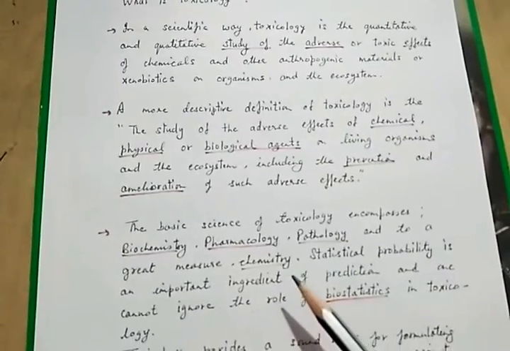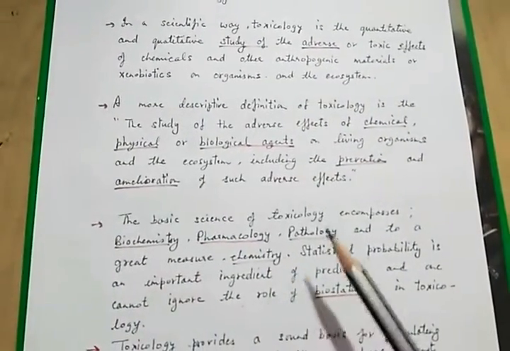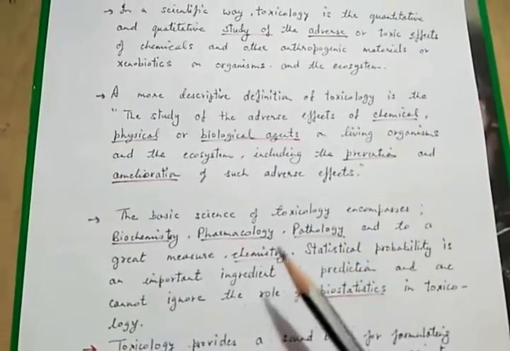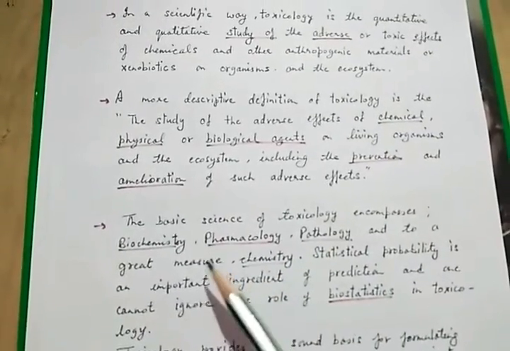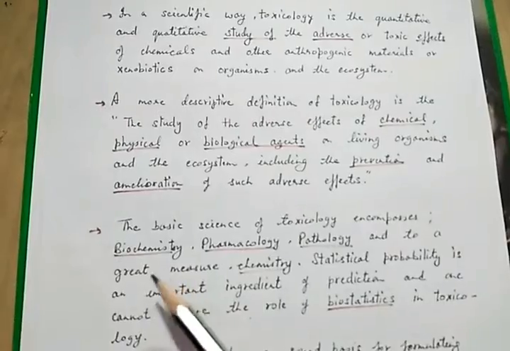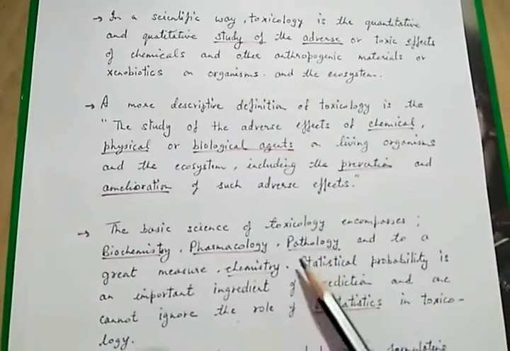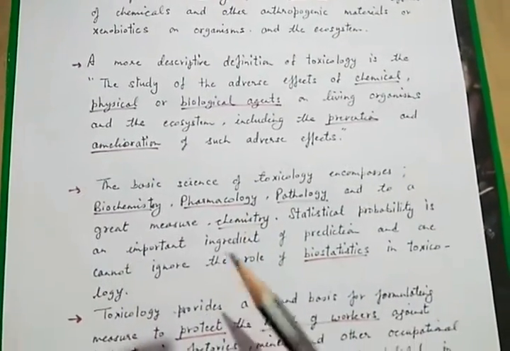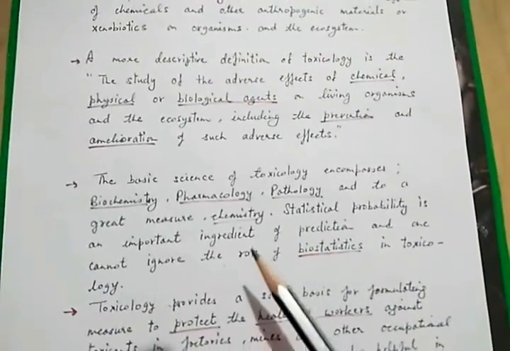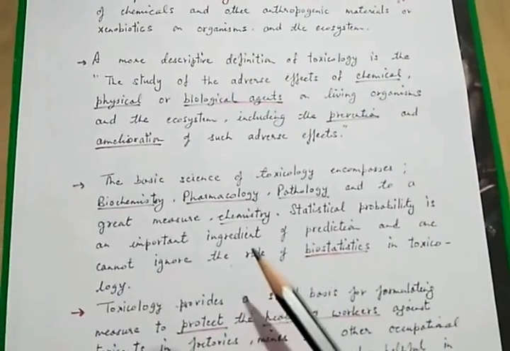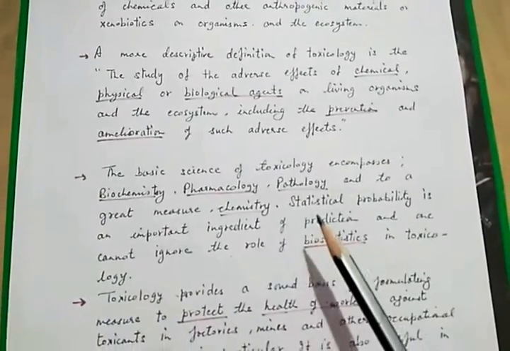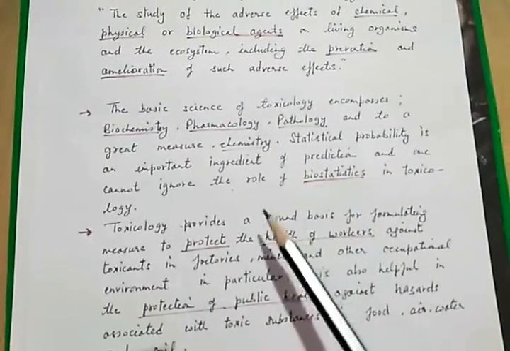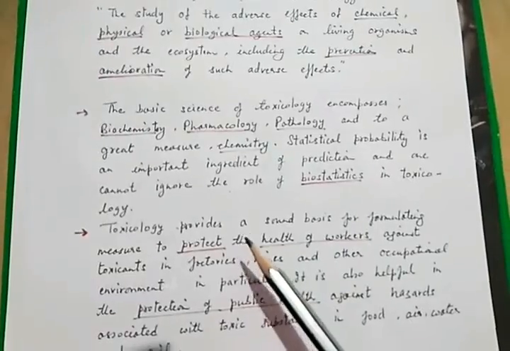Now, toxicology is such a field of study that it covers a broad spectrum of many other sciences like biochemistry, pharmacology, pathology, chemistry, and statistical methods are also used in toxicology. So statistical probability is an important ingredient of prediction, and one cannot ignore the role of biostatistics in toxicology.